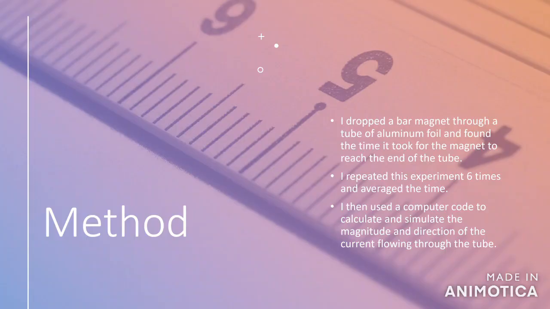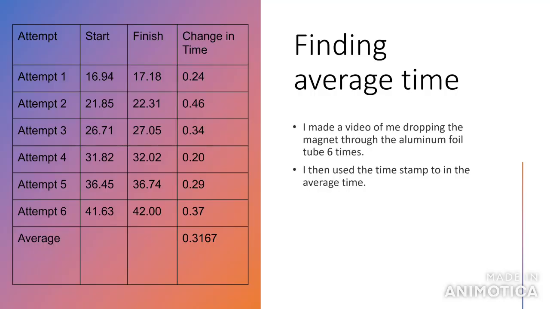The method of this experiment was that first I videoed myself dropping a bar magnet down a tube of aluminum foil. I analyzed the video to find the time it took for the magnet to go through the tube. I repeated this process 6 times and took an average of the time. I used this average in my code calculations and for my simulations. What I did was I compared the time it took for the magnet to drop in the simulation to the average time I calculated.